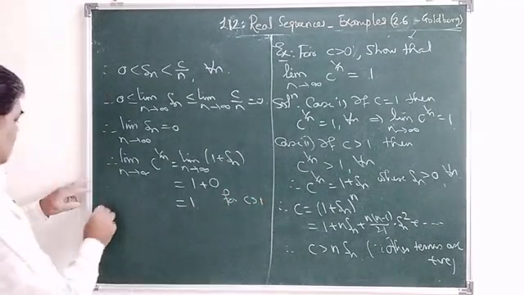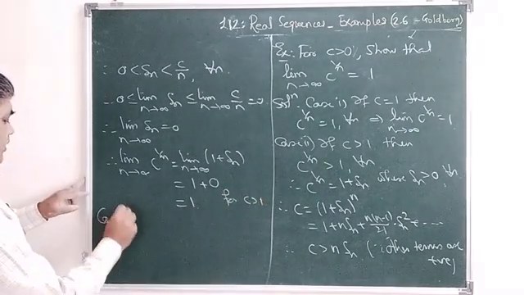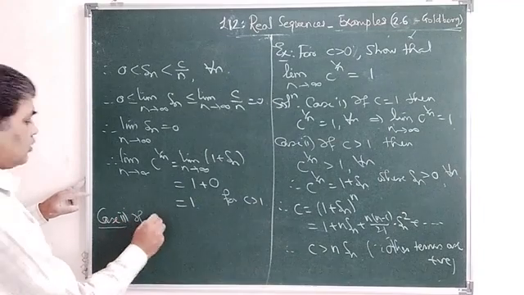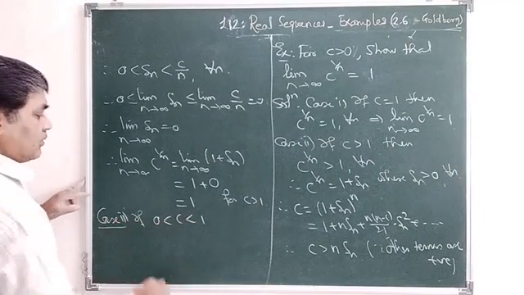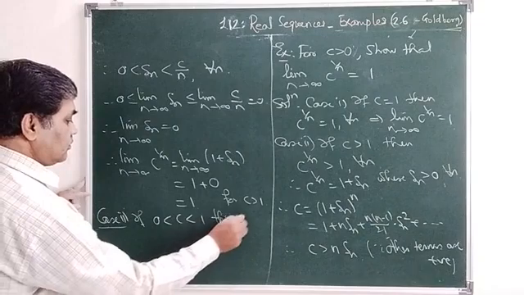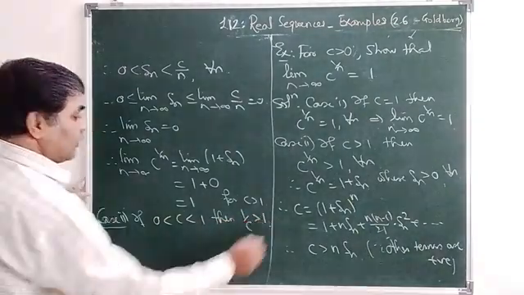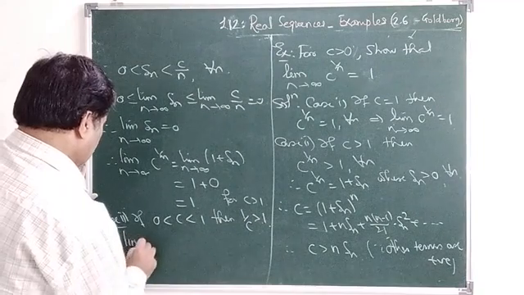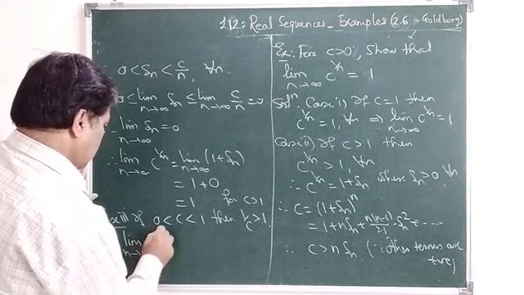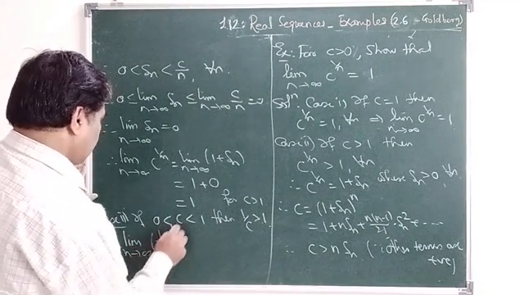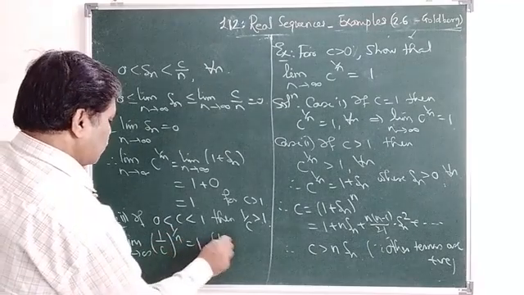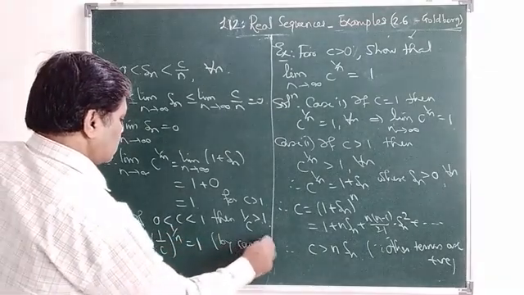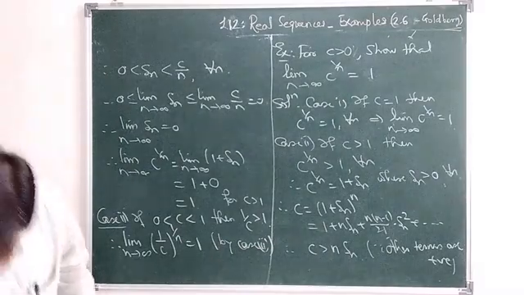Okay. Case 3, if I take 0 less than c less than 1, then 1 by c is greater than 1. 1 by c greater than 1, and therefore the limit as n tends to infinity of (1 upon c) raised to 1 by n is 1 by case 2.